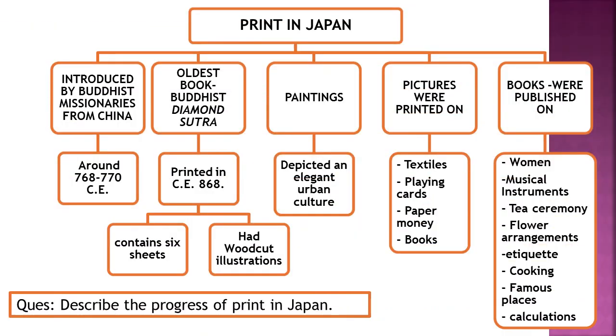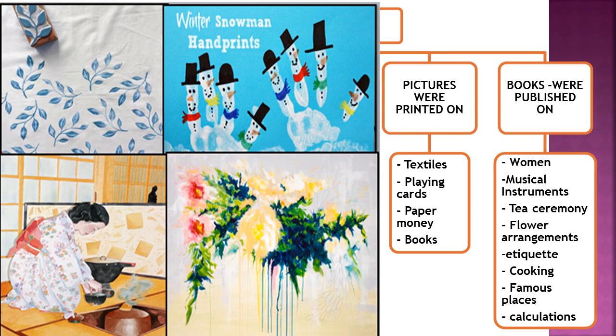Illustrations means pictures. Then paintings were also painted in Japan, like paintings depicting urban culture. Then pictures were printed on a variety of other things through wood blocks like textile, that means cloth, playing cards, paper money, books, etc. Then books were published on a variety of topics like women, musical instruments, tea ceremony, calculations, cooking, etc.